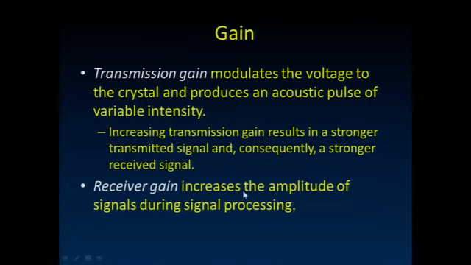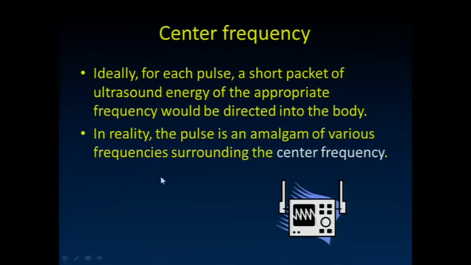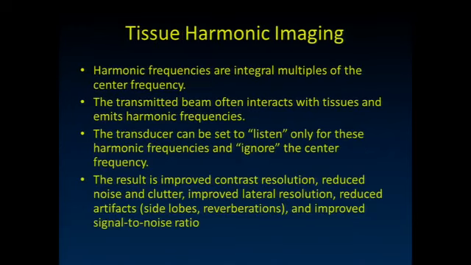The receiver gain increases the amplitude of the signal returning, but it basically is electronically amplifying the received signal. The time gain compensation sliders are doing that. It's increasing the returning signal there. Ideally, for each pulse, we'll have this short packet of ultrasound energy that's of the appropriate frequency to direct into the body. In truth, we get this amalgam of frequencies that are centered around the center frequency that we want. It's very difficult to create a pure single frequency ultrasound pulse tone to send in the body.